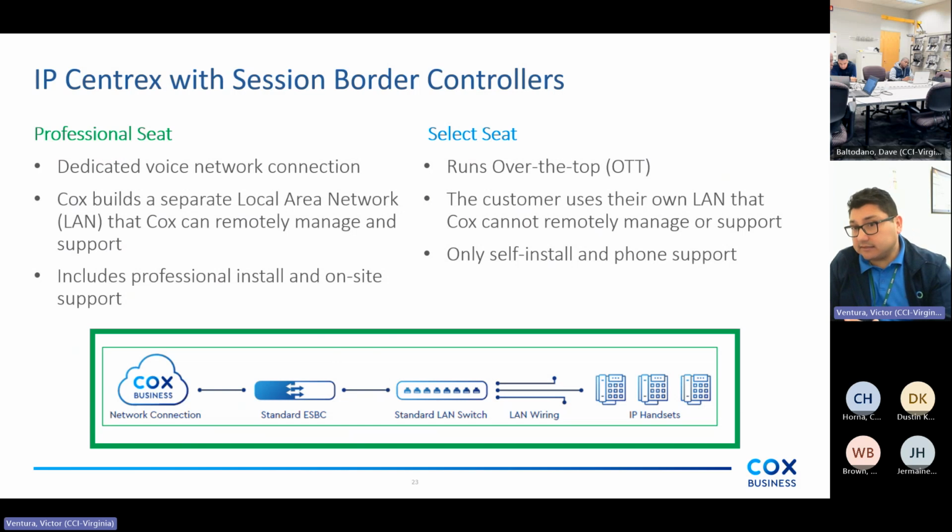A select seat runs over the top, meaning that the customer gets shipped a phone, and all the customer has to do is plug that phone into their own data network. That could be their own router or their own switch. Normally, customers do self-installs for select seats. If they have trouble calls, they also do self-troubleshooting.